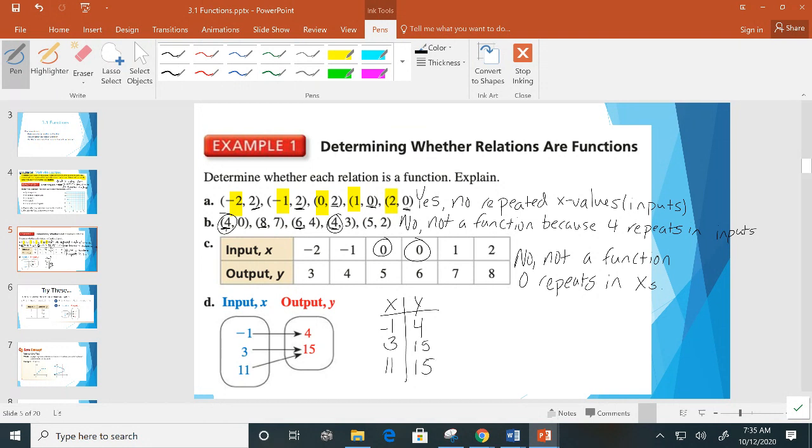So once again, I have repeated y values. That doesn't matter in determining if something is a function. I'm looking if I have any repeated x values. I do not. I have -1, 3, and 11. So yes, this is a function. For the same thing, we have no repeated inputs here, no repeated x values. So in determining if something is a function by looking at the coordinates or a table, you're determining, do you have any repeated inputs, any repeated x values?